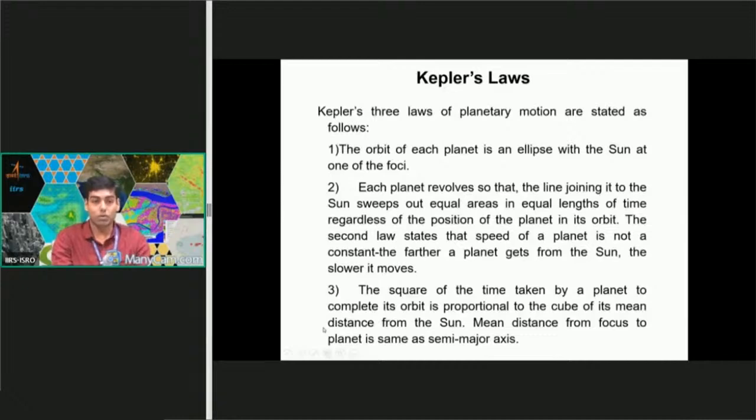Now, what is Kepler's law? We know that there are three laws of planetary motion. The first law states that the orbit of each planet is an ellipse with the sun at a focus. The second law states that a planet sweeps out equal areas in equal intervals of time. The third law states that the square of the orbital period is proportional to the cube of its mean distance from the sun.